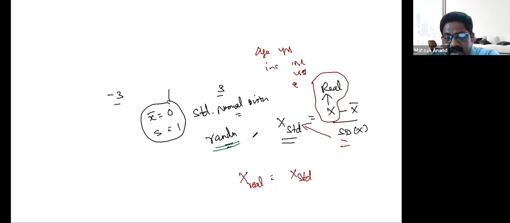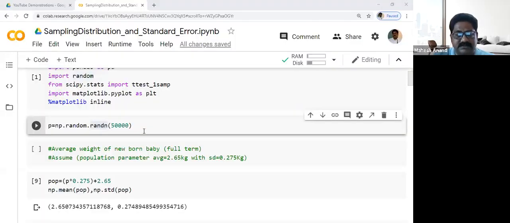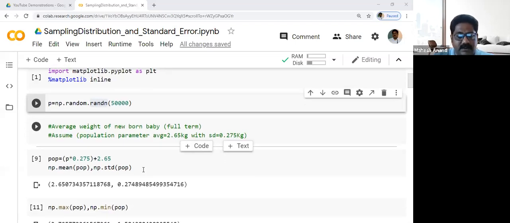This is the range of values we generated using the random function. That has to be multiplied by the standard deviation. You bring this minus x bar to the left hand side, it becomes plus x bar, right? So I can have a relationship like this. Standard normally distributed samples multiplied by the required standard deviation plus x bar will simulate the samples as per our real world units. So we are simulating 50,000 samples as per the real unit.